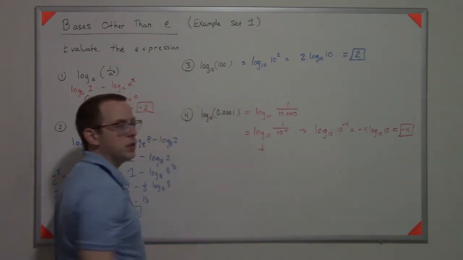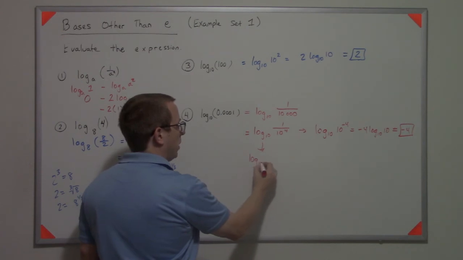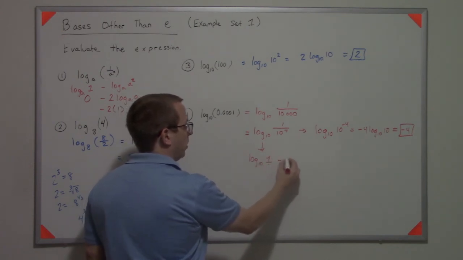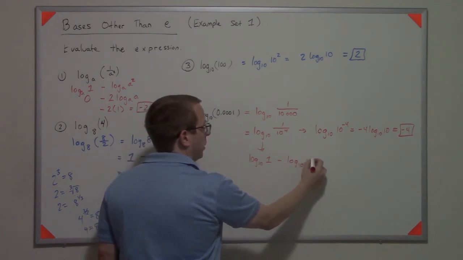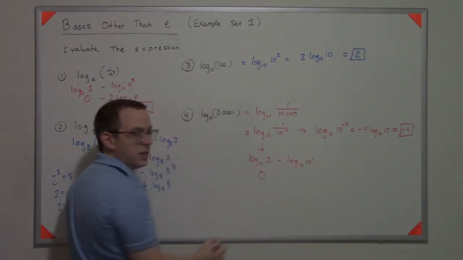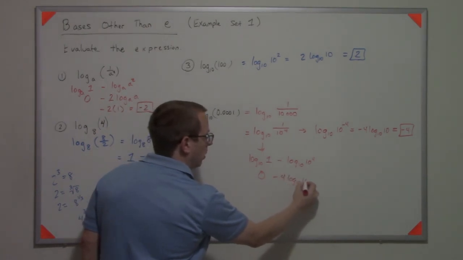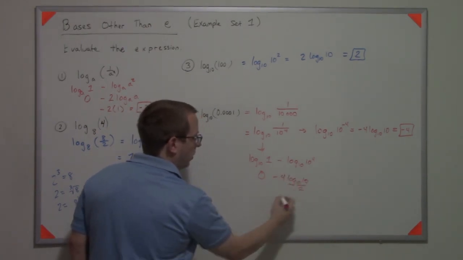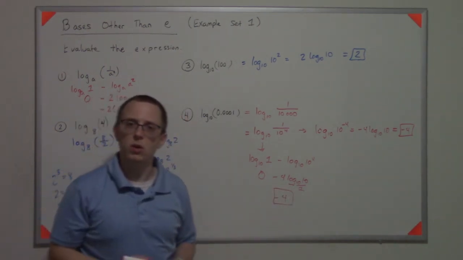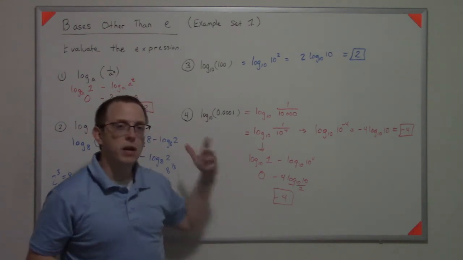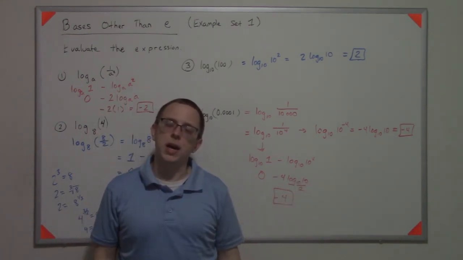The other way is to use the quotient rule. So you say log base 10 of 1 minus log base 10 of 10 to the 4th. Log base 10 of 1 is 0. We can use the power rule, and then that's just 1, so -4. Either way you do it, it's the same idea. But that's a refresh of log rules, and hopefully you feel more comfortable to engage the next parts.